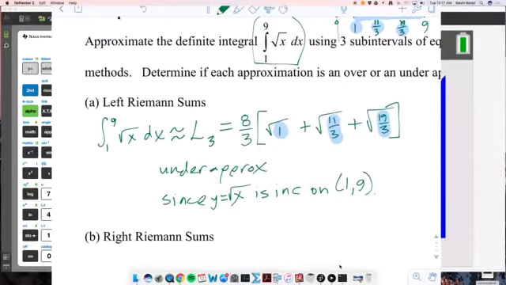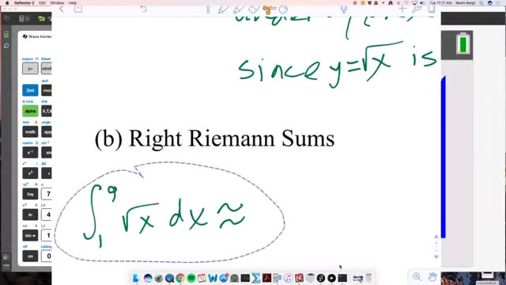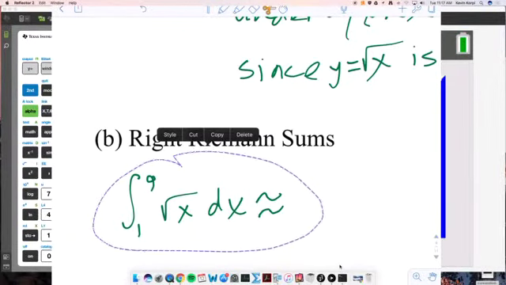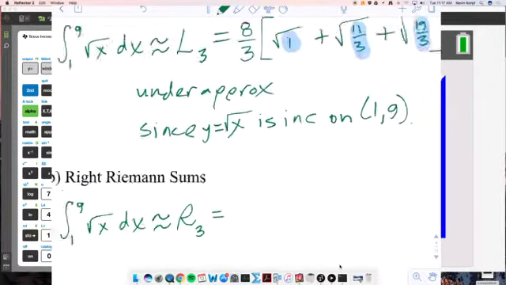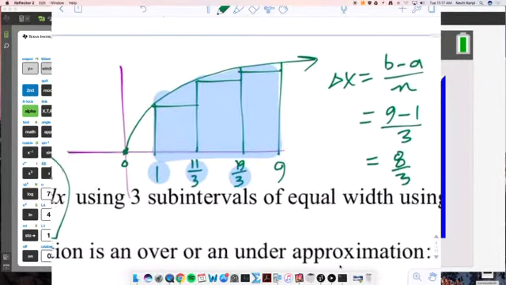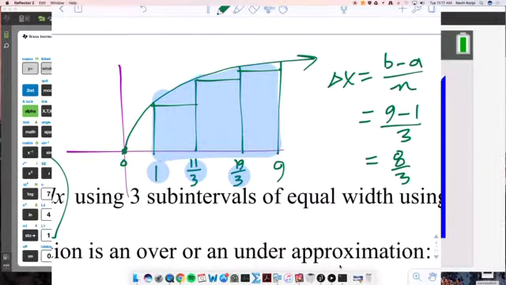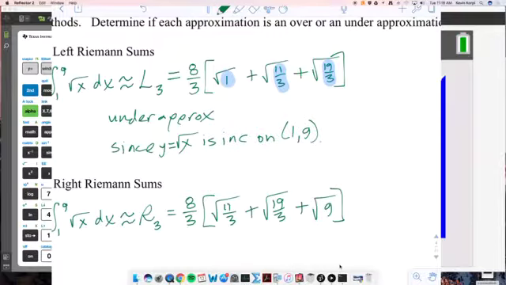All right, the right Riemann sums. Again, we're not going to even draw it. We're going to go straight to the calculations. So I paste this. The integral is approximated by, if you want to get a different name, you can call it R sub 3, which now equals 8/3, still our delta x. It's still uniform. But now we're going to right justify it. So we're going to skip the 1 and use the y values at the last 3. So it's going to be 11/3, the function value, which is the square root of 11/3, plus the square root of 19/3, plus the square root of 9. And there it is.